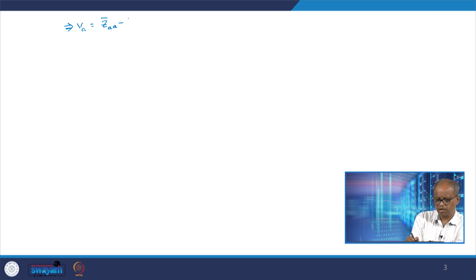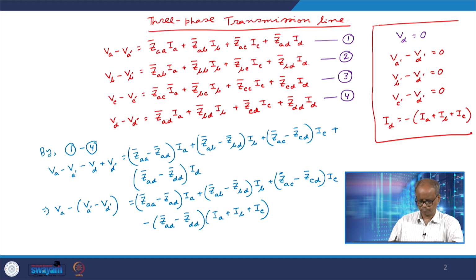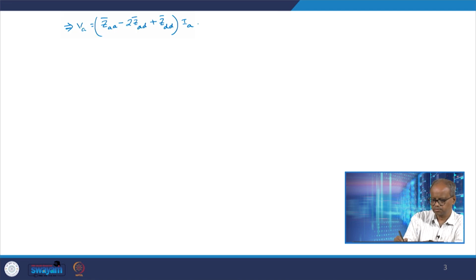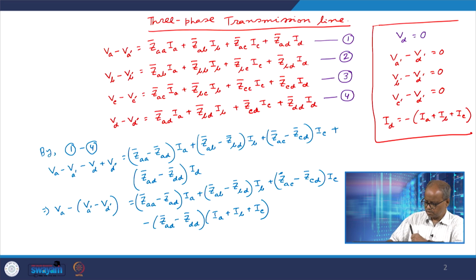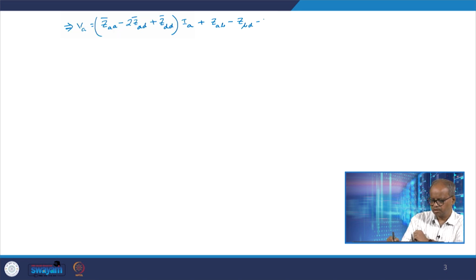ZAA minus 2ZAD plus ZDD into IA, plus ZAB minus ZBD minus ZAD plus ZDD into IB.